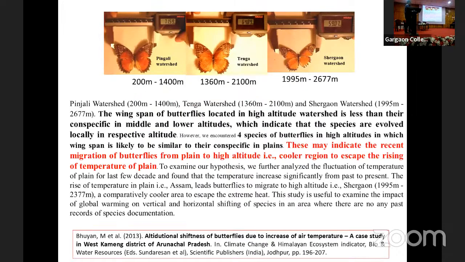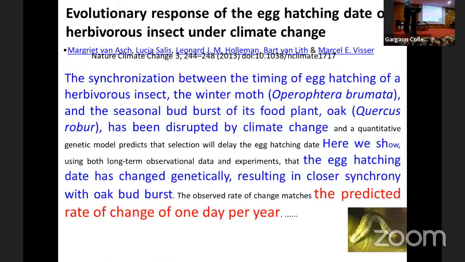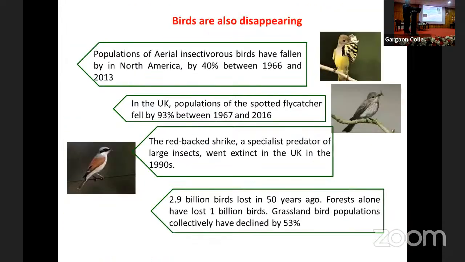So this is another study we did, on how elevated temperature helped to migrate insects from lower altitude to higher altitude due to increased temperature. So this is the increase of the temperature, you can see at Jorhat over many years from 1975 to 2011. So insects are now reducing, as we all know.